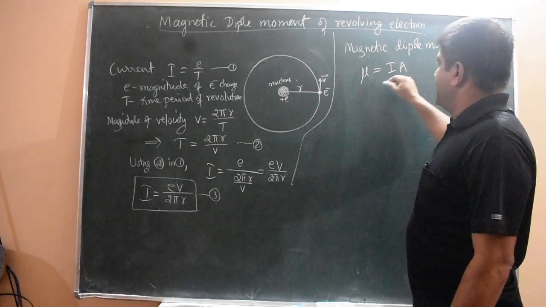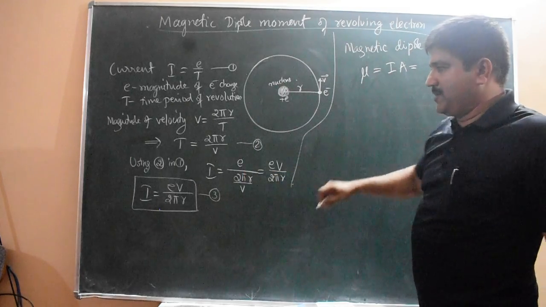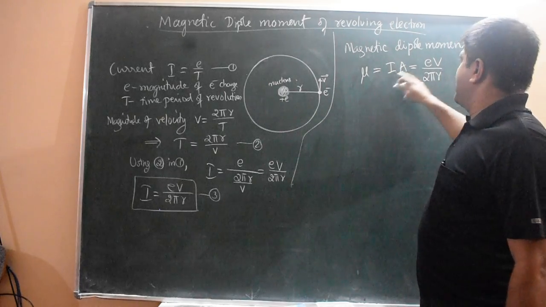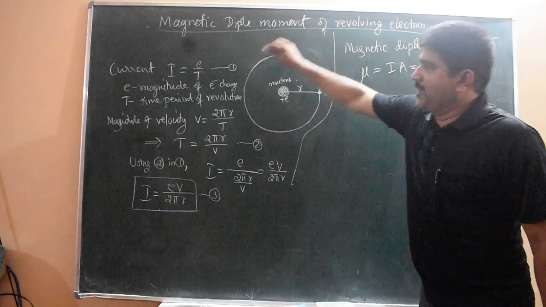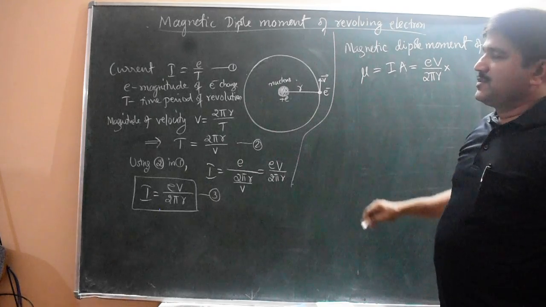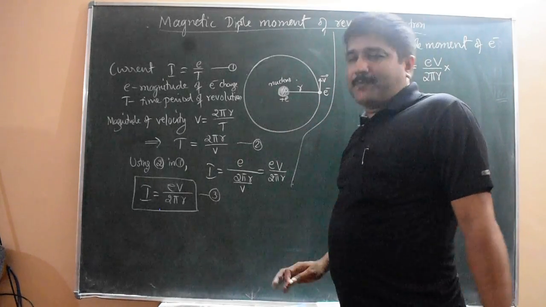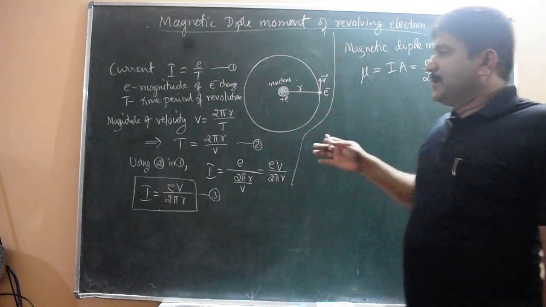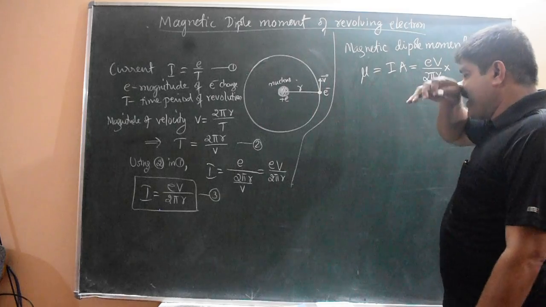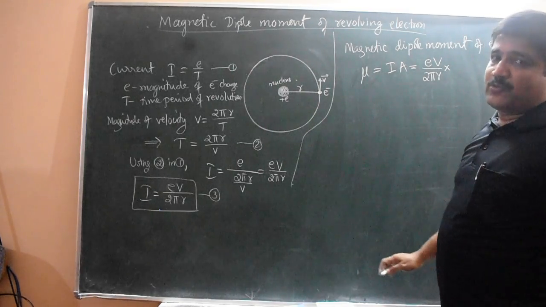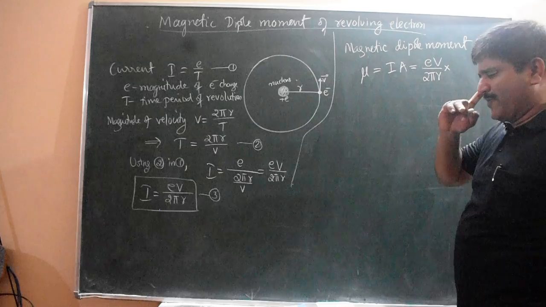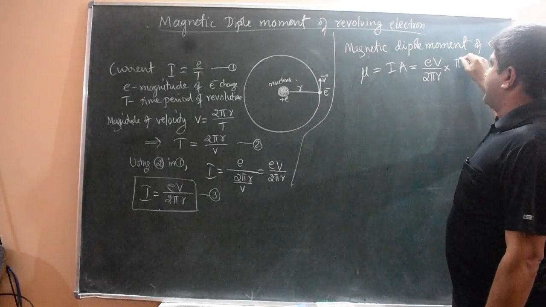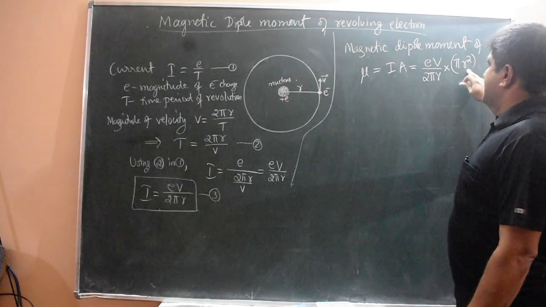Now substituting, I equal to e v by 2 pi r, which we got, into the area of the circular loop due to electron motion. Bohr assumed that electrons are revolving in a circular path, even though electrons do not always follow circular paths. It can be an elliptical path, oriented in different orbits. But the special case assumed by Bohr is that electrons are moving in a circular path. So e v by 2 pi r multiplied by the area. Area is pi r square.